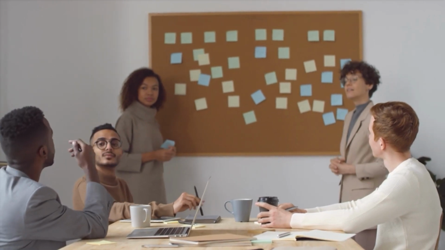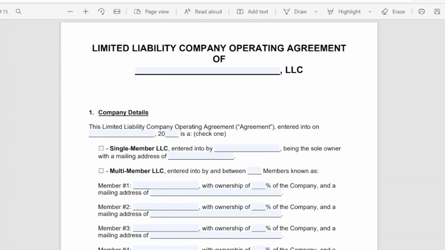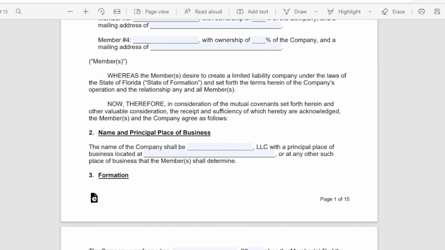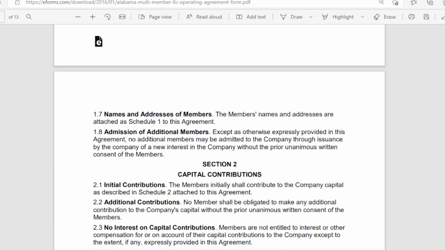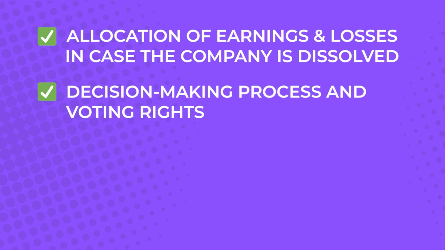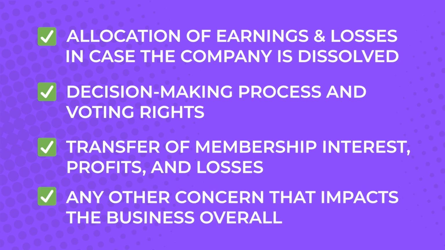However, it's best practice to have one in place, especially if there are other members deciding for the business. An operating agreement outlines every critical process that needs to be followed, especially when it comes to big picture issues. These issues may include allocation of earnings and losses in case the company is dissolved, decision-making process and voting rights, transfer of membership interest, profits and losses, and any other concerns that impact the business overall.